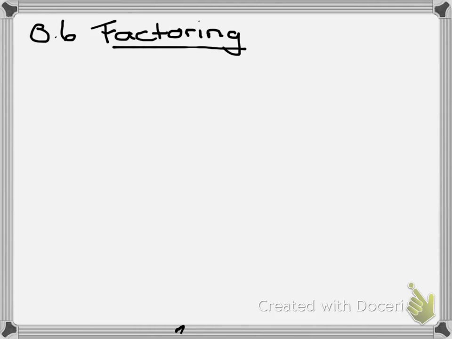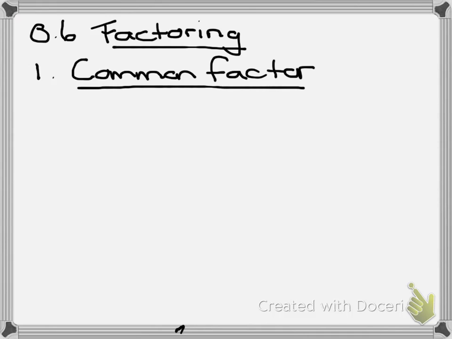I don't want to lose any time here, so I'm going to move on to chapter 0.6, which is factoring. It's just the opposite of what we've done in 0.5. I'm going to do all different kinds of factoring today. The first one is the common factor, and I'll show you how it's just the opposite from what we've done in the previous chapter.